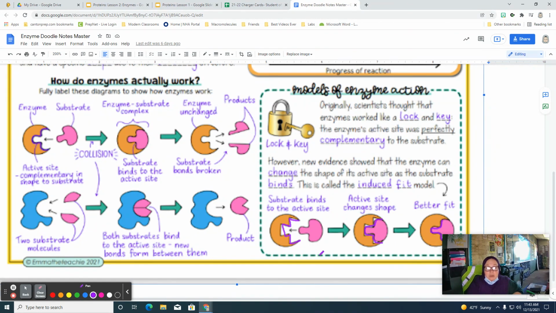So this is just a little summary reviewing how enzymes work, going over the notes that we did in class, and hopefully this has been helpful for you.